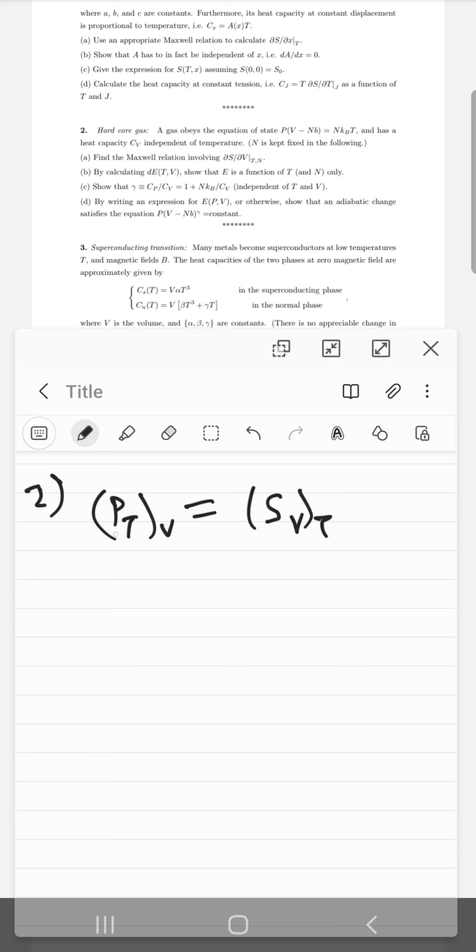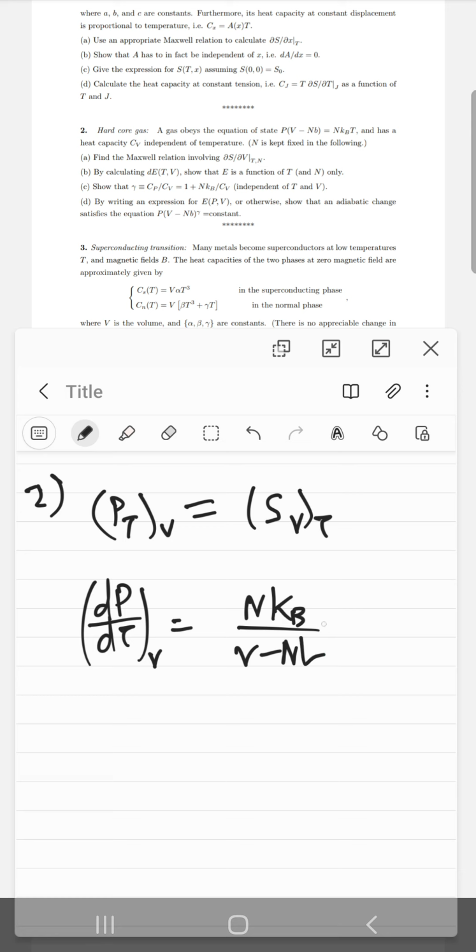Find the Maxwell relation. So just figure out what this value is, P sub T at constant volume. Cool. So just differentiating this, keeping volume constant, you just have dP. In fact, it's pretty easy. dP upon dt at constant volume is just equal to nkB upon V minus nb. Yeah, that's the thing. So that's what S sub V is. Okay, right. So this is just equal to that.